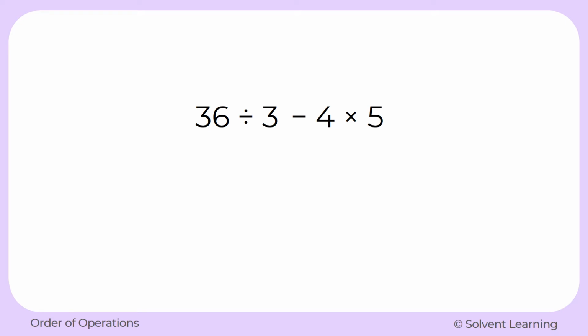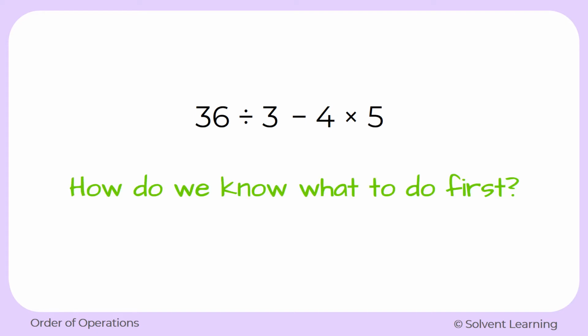Now we have 36 divided by 3 minus 4 times 5. There's a lot going on here. Where do we start? How do we know what to do first? We could start with the division, but we could start with the multiplication, or we could even start with the subtraction. Do we get to choose, or is there a proper way to do this?